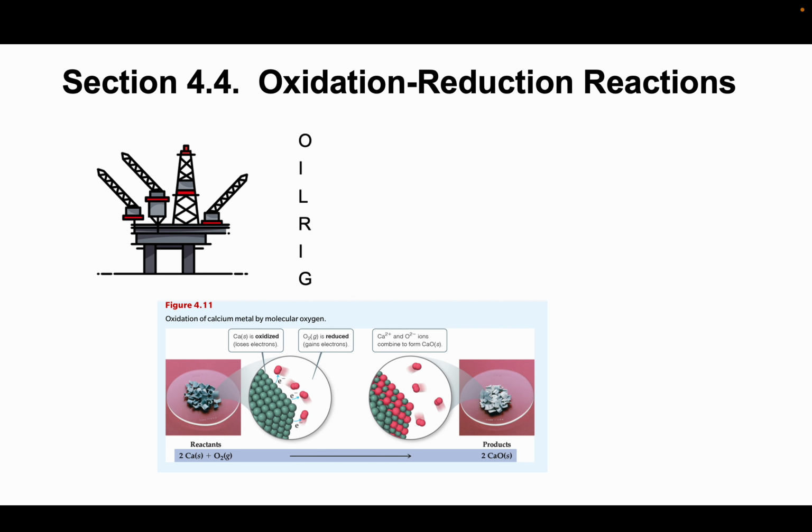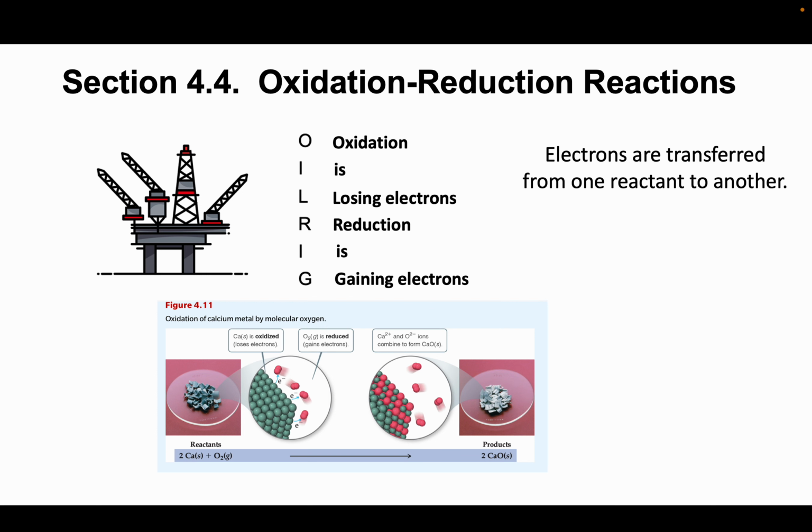This term oxidation reduction, a lot of times you see this mnemonic OIL RIG to describe that, where oxidation is losing electrons and reduction is gaining. Within an oxidation-reduction reaction, electrons are being transferred from one reactant to another. If we look at this figure from the e-text, it says it is the oxidation of calcium metal. And if we look more closely at the figure, the calcium metal is losing the electrons to go to the oxygen gas.